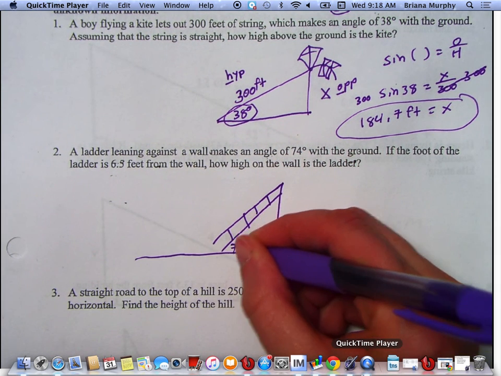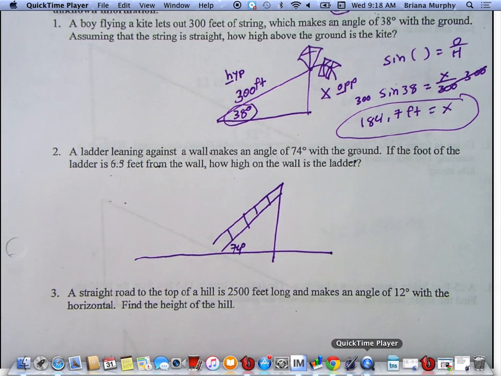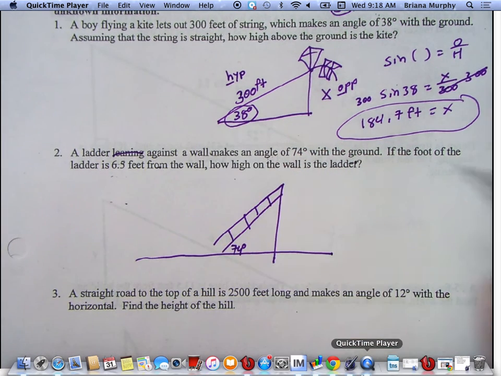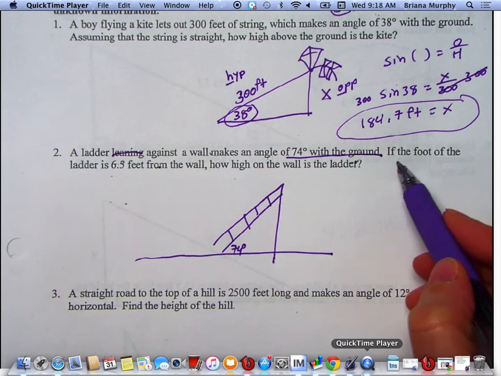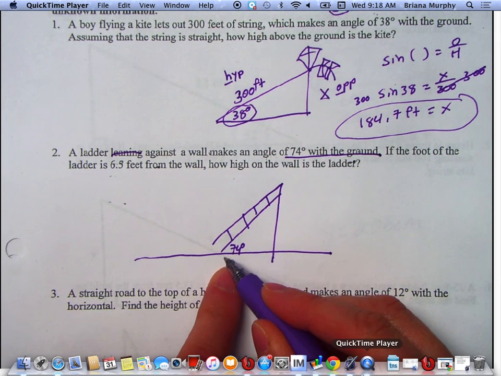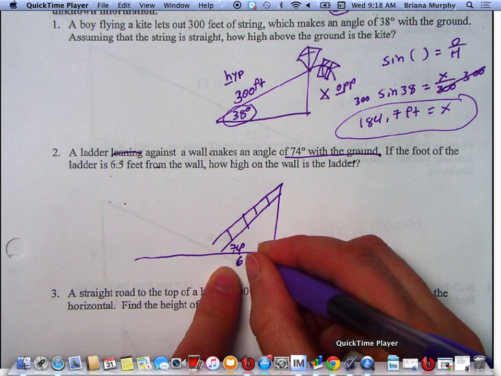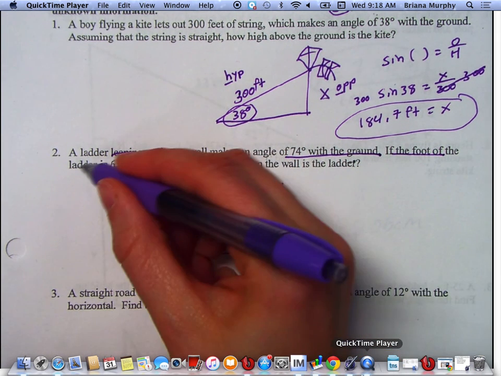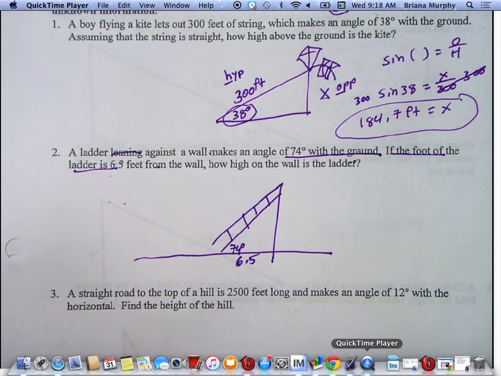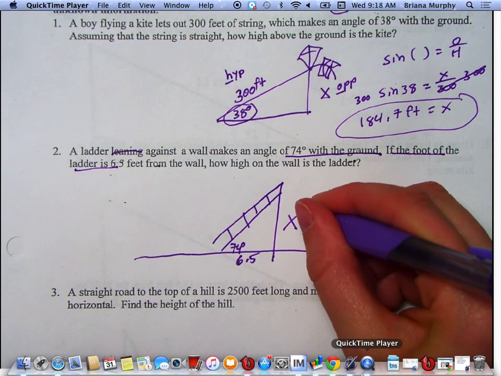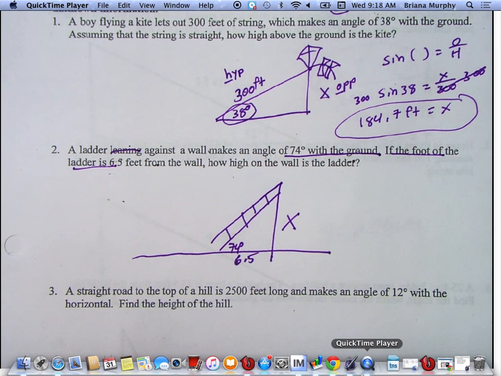74 degrees. See how I'm doing it as I go? Otherwise I get mixed up if I read the whole thing and then stop and draw my picture. So I did a ladder leaning. I made it 74 degrees with the ground. If the foot of the ladder, so that's the bottom, from the wall is 6.5 feet. See how I went through all of my pieces like that? Okay. Now it wants to know how high on the wall that ladder is.